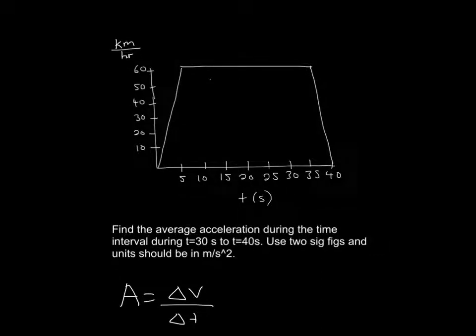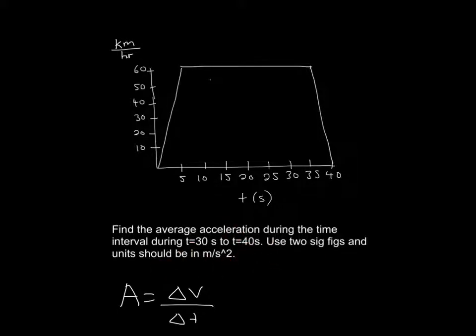In this problem, they give you a graph, and whenever you have a graph, just make sure you pay attention to the units. So in this problem, they ask you, find the average acceleration during the time interval t equals 30 seconds to t equals 40 seconds. Use two sig figs, and the units should be in m over s squared.